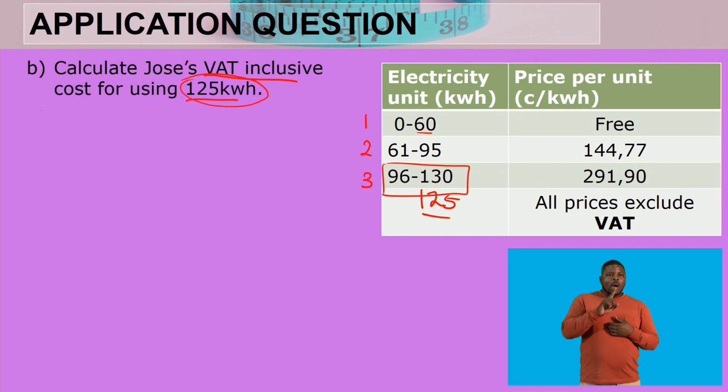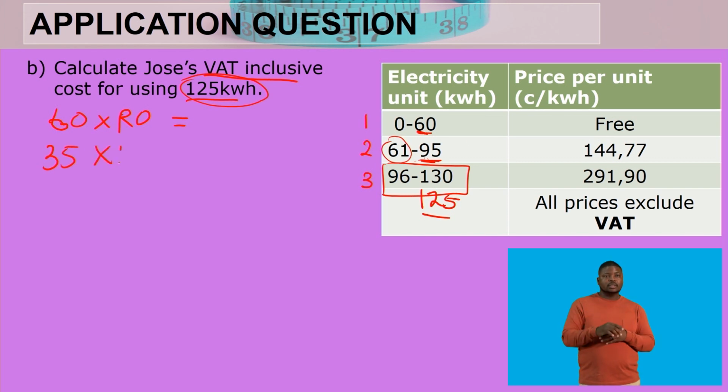So we have 60 kilowatts per hour multiplied by 0, because it is free. Then we go to the next category. The focus is on the maximums. Because we want to include this 61, we have to subtract our maximum. So we're going to say 95 minus 60. You press it on your calculator. It gives us 35. So we have 35 kilowatts that we are allowed to use in this category.